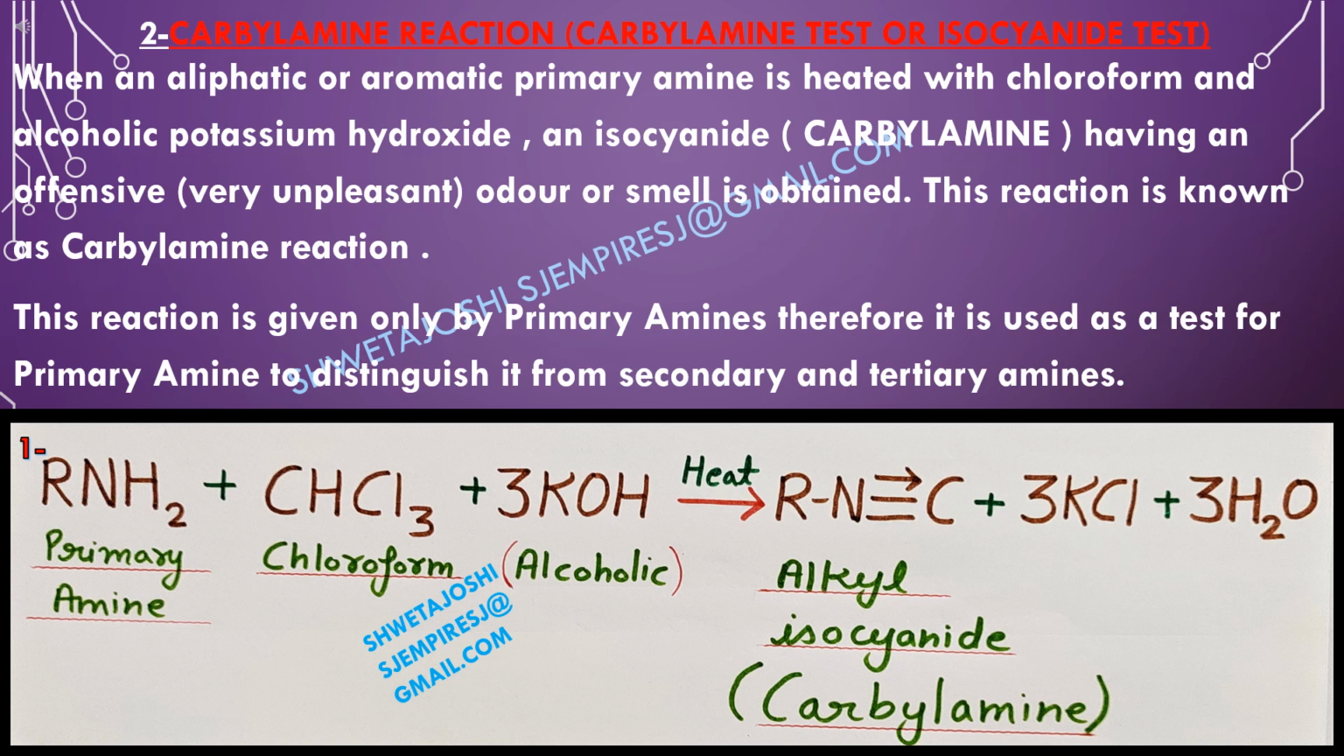In this reaction, we have to take a primary amine, which is RNH2. R is either an aliphatic carbon chain or an aromatic part. This RNH2 is reacted with chloroform, CHCl3, and an alcoholic solution of KOH. This reaction mixture is heated and after the reaction, RNC, which is alkyl isocyanide or carbylamine, is obtained as the main product, and 3 moles of KCl and 3 moles of water are obtained as side products.